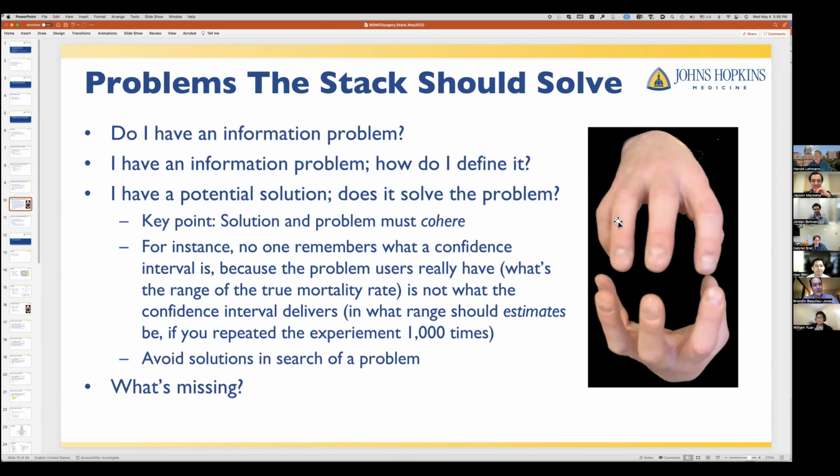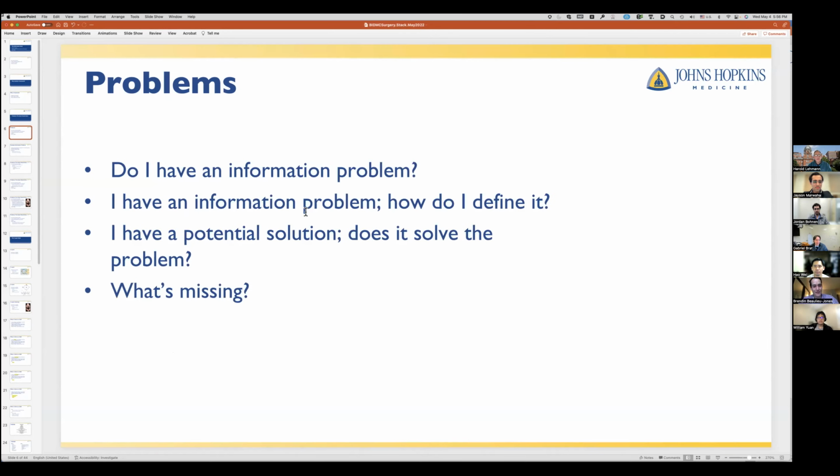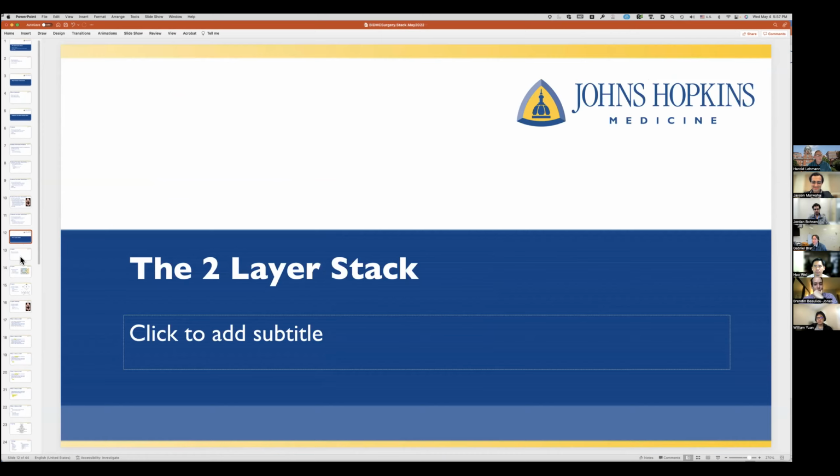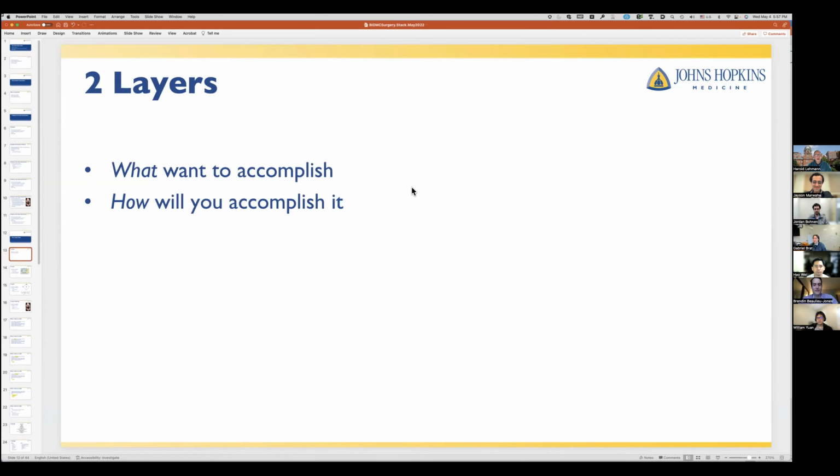All right. But I've shown you my hands. So at least that's really the only graphic that you're missing. But so do I have an information problem? How do I define it? Solution, what's missing? So now we're going to go to the 2-layer stack. Thank you so much. All right. So what to accomplish and how to accomplish it?